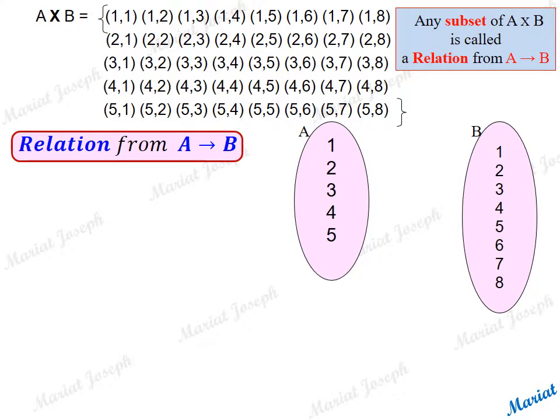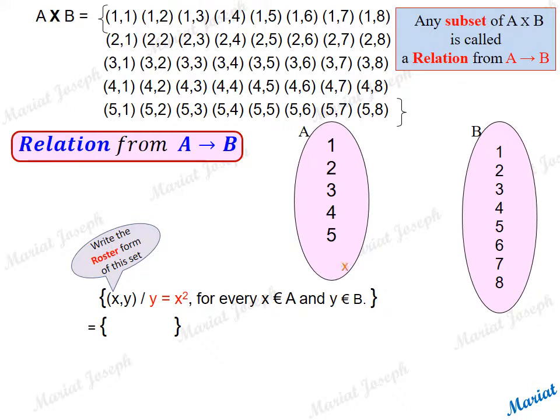Let's see another example. This time, the set builder form says the set should be of all ordered pairs in such a way that the second element y should be the square of the first element x. y is equal to x square for every x belonging to set A and for every y that belongs to set B. Let's see what ordered pairs will belong to this given set.